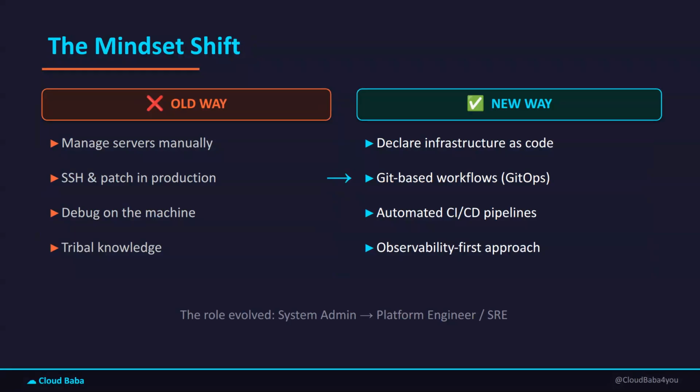So this isn't just a technology change, it's a mindset shift. The old way: manage servers manually, SSH and patch in production, and debug on the machine. The new way: declare infrastructure as code, use Git-based workflows, automate everything with CI/CD, and adopt an observability-first approach. The role itself evolved from system administrator to platform engineer to SRE, that is the site reliability engineer.